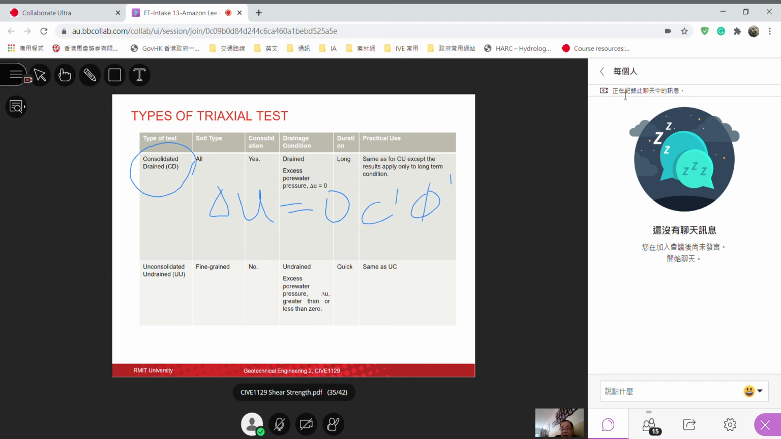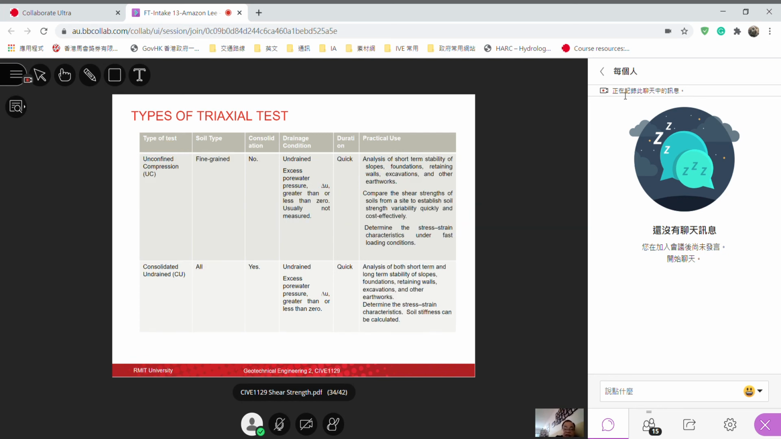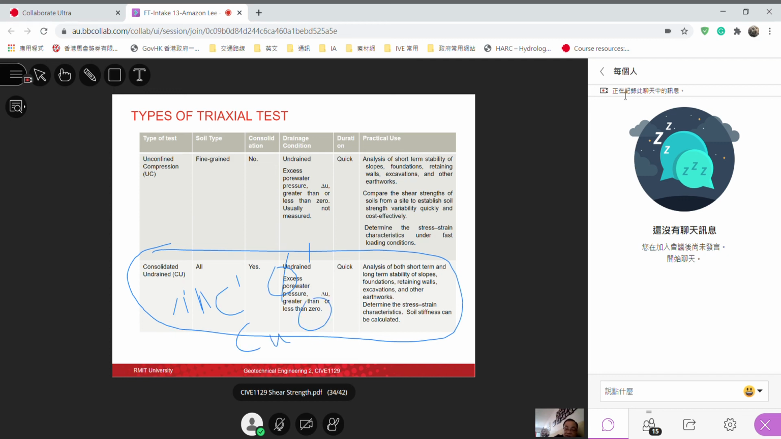And then the result is c dash, phi dash. It's like a triaxial test. But by far, the most useful and common one is this one, the triaxial consolidated undrained test with pore pressure measurement. So it gives you c dash, phi dash, and c_u, phi_u, and pore pressure change.